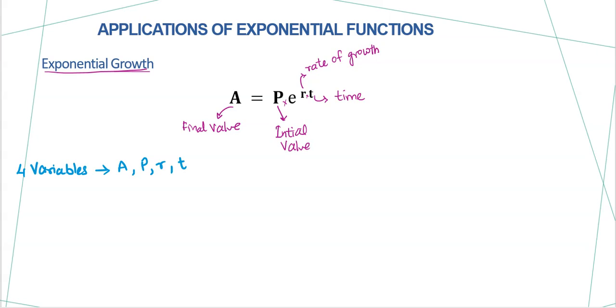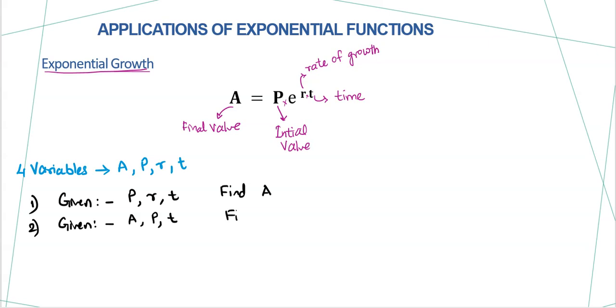So what are the scenarios that you will have? First, they give you the value of P, the initial value, the rate of growth, and the time, and they ask you to find A. You directly solve the right hand side to get the value of A. Second possibility is that they give you the final value, initial value, and time, and ask you to find r, the rate of growth.